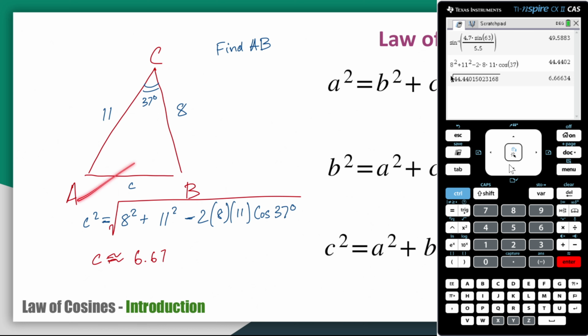Or if I try to use A, I don't have angle A. So there's going to be very clear situations when you can use law of sines and when you can use law of cosines. If you find yourself picking one and you have too many unknowns, maybe you need to switch to the other one, okay?